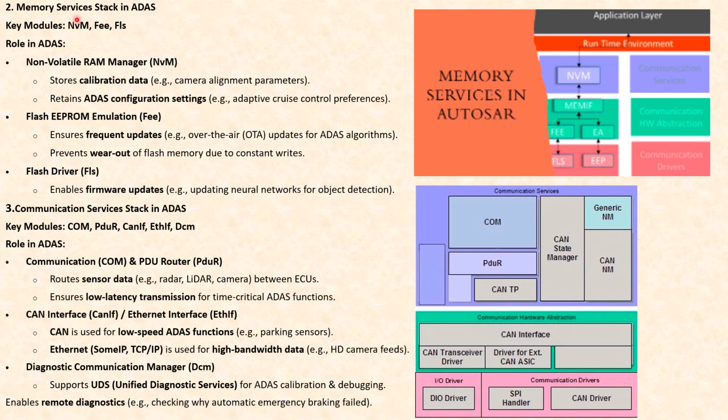Now, what are the various memory services stacks in ADAS? Key modules like non-volatile memory, FEE, FLS, all these are key modules. And coming to their role, the non-volatile RAM manager stores the calibration data. Example, camera alignment parameters, and it also retains the ADAS configuration settings. For example, adaptive cruise control preferences have their own configuration settings.